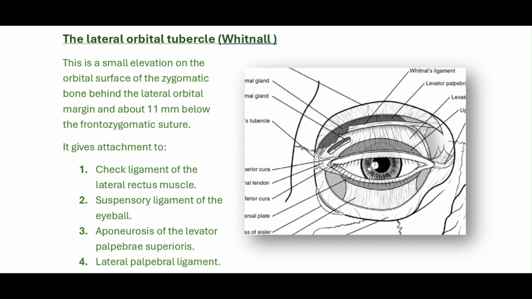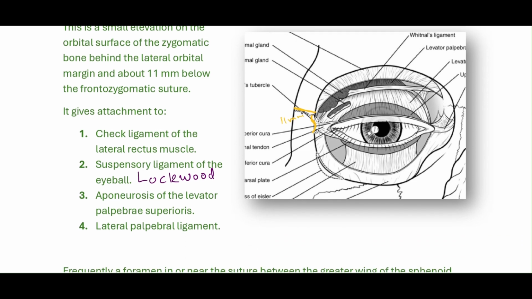The lateral orbital wall has the frontoethmoidal suture, and 11 millimeter downwards there is an elevation which is the most prominent part on the surface of the lateral orbital rim. This gives attachment to the cheek ligament of the lateral rectus muscle and the suspensory ligament of the eyeball, which is Lockwood, and aponeurosis for the levator palpebrae superioris and the lateral palpebral ligament.